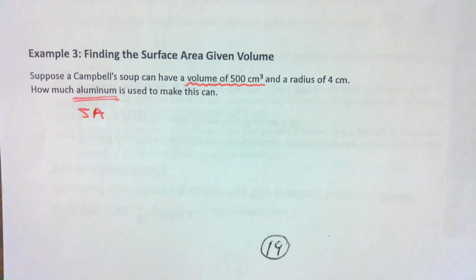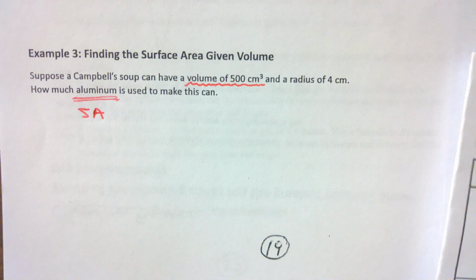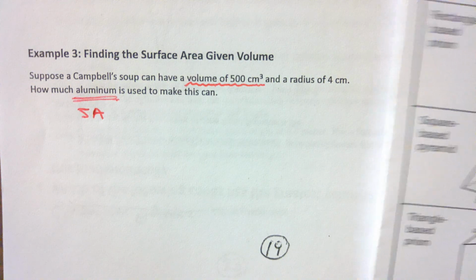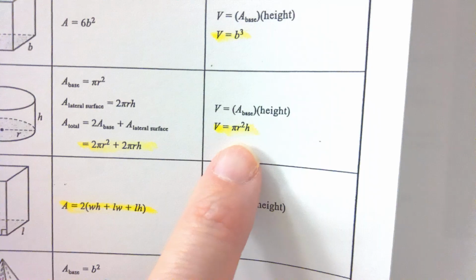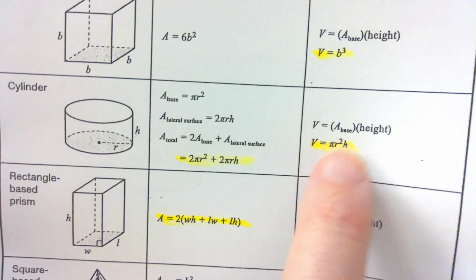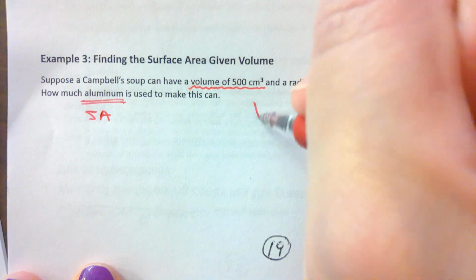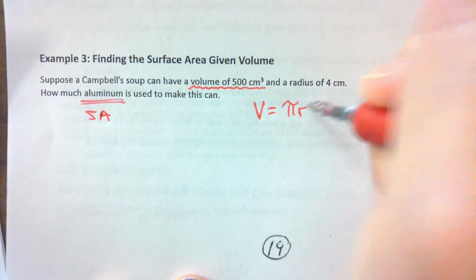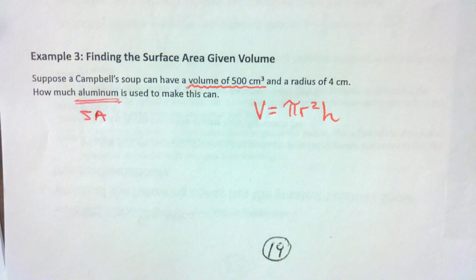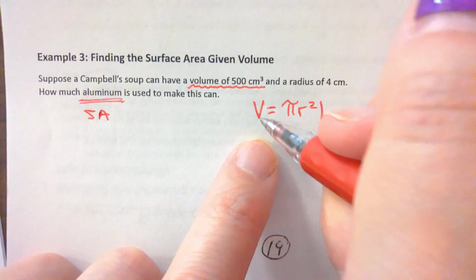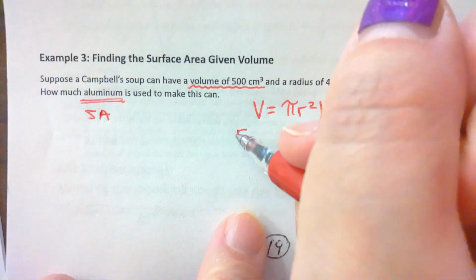So how do they mix? So first off, Campbell's soup. What shape are we talking about? Cylinder, right? So since they gave you volume, this is given. So let's use this then. Volume equals pi r squared h. Okay. So what do we know from this? We know that volume is 500.